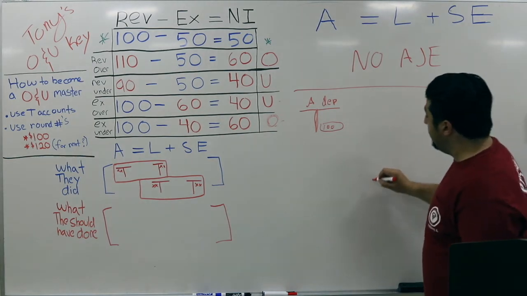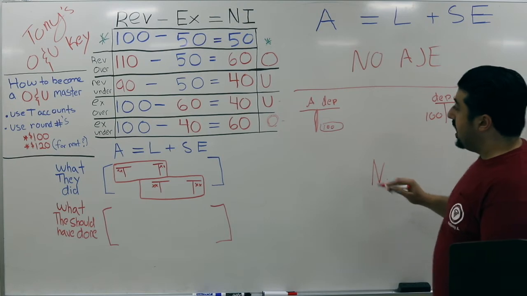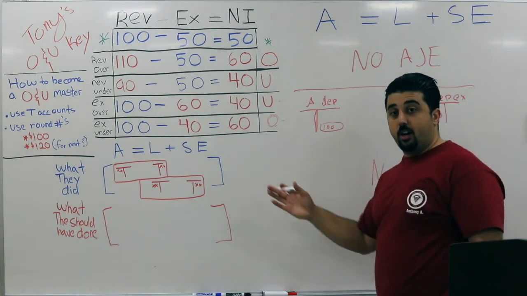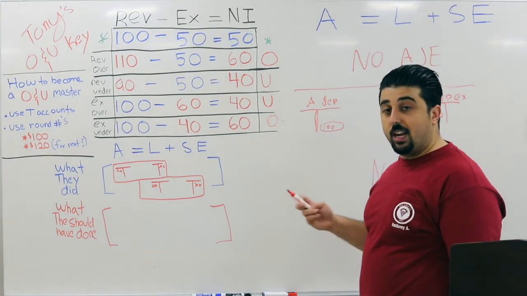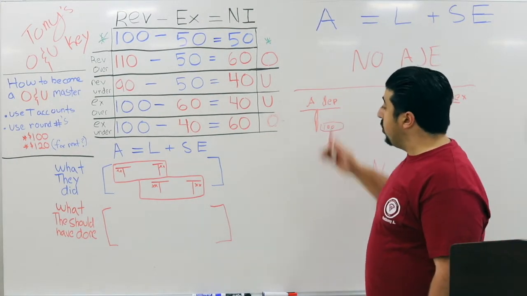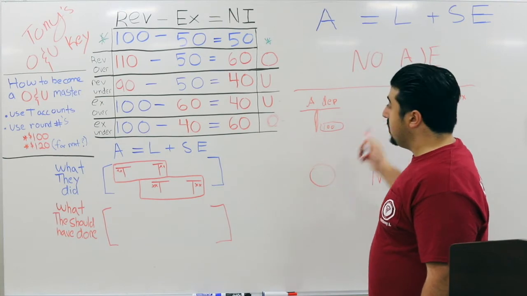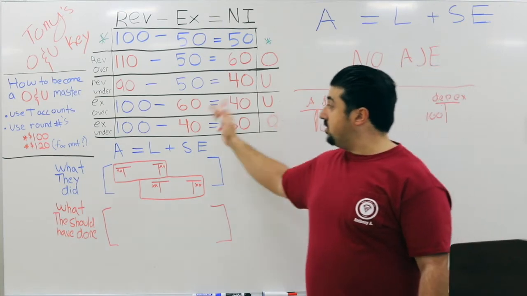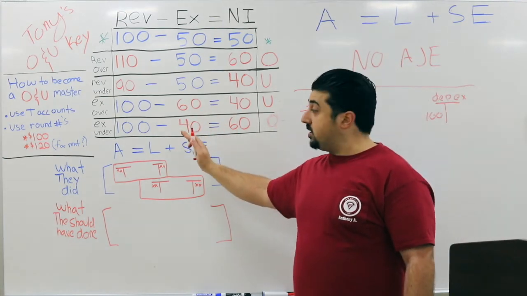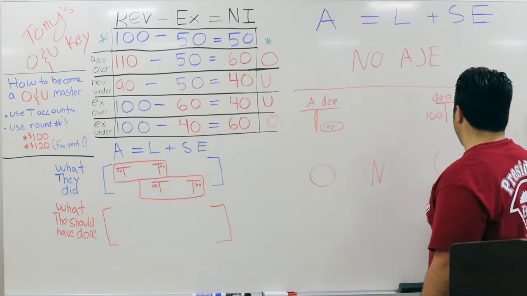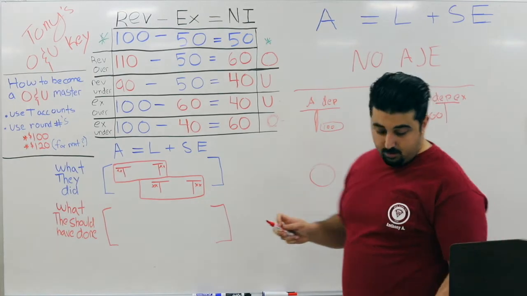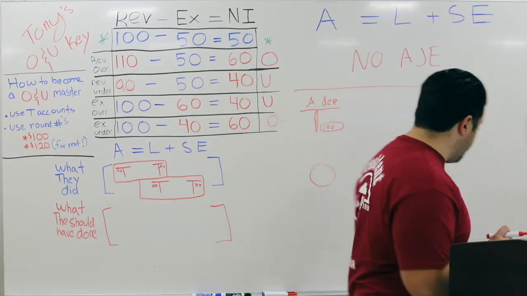So, no effect on liability. Assets, you forgot to depreciate it, so you're making your equipment look like it's more valuable than it actually is. So, you overstated your assets. You forgot to expense, so you're under expensing your expenses, which will overstate your net income. Now, okay, that was correct as well.